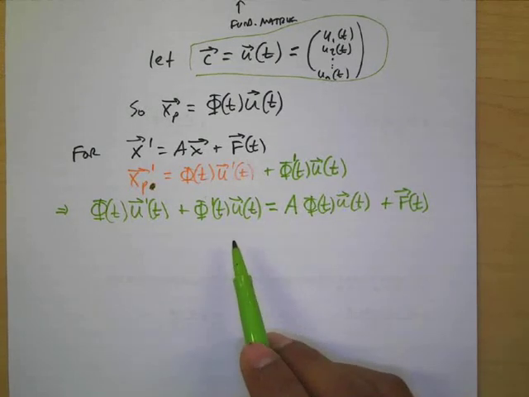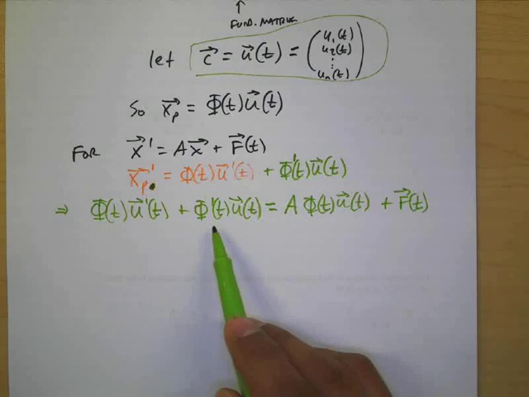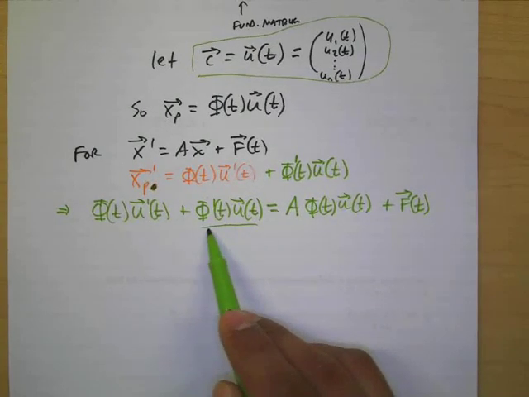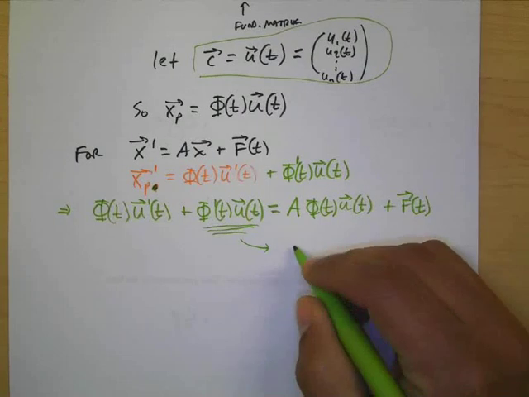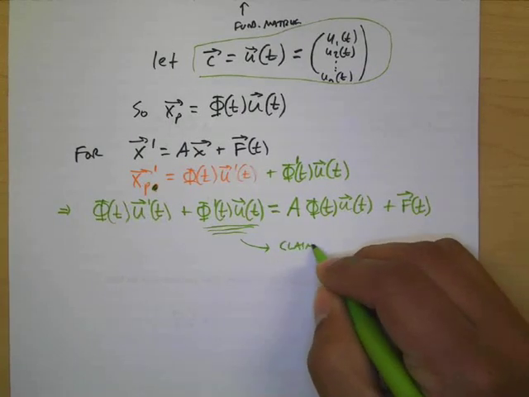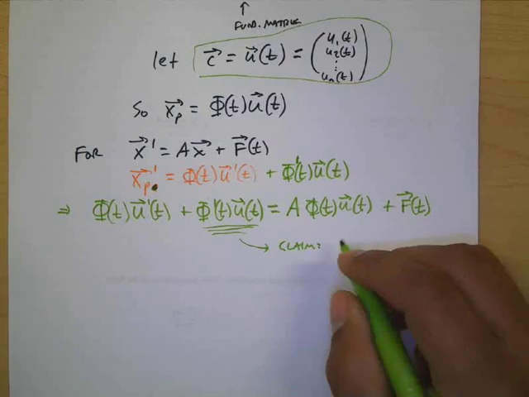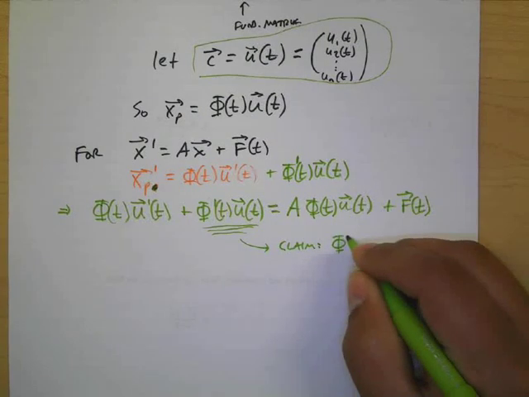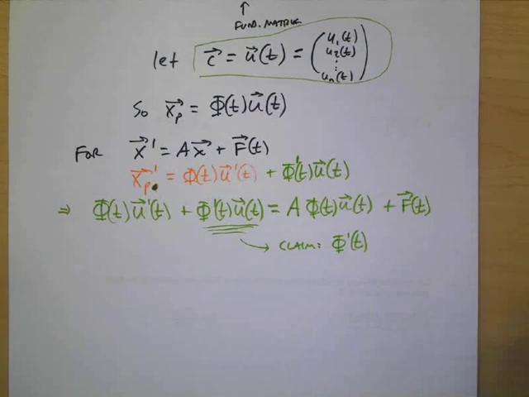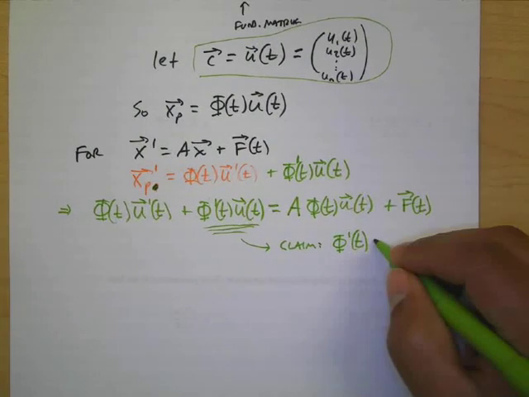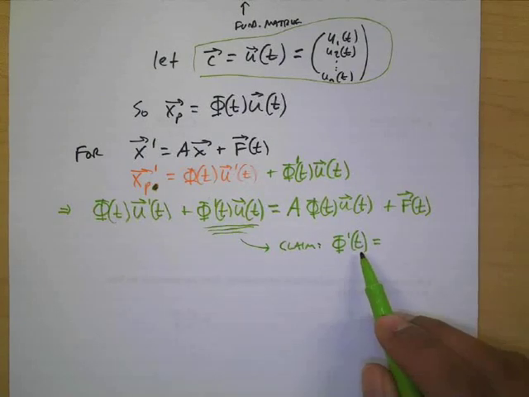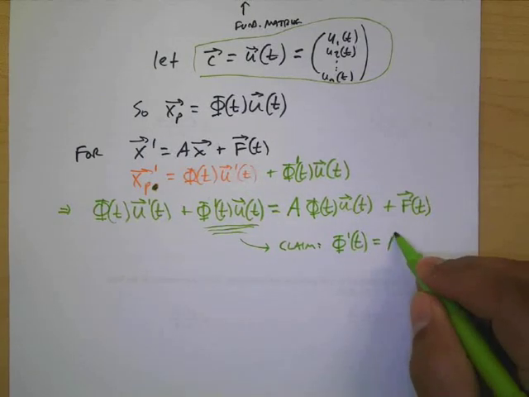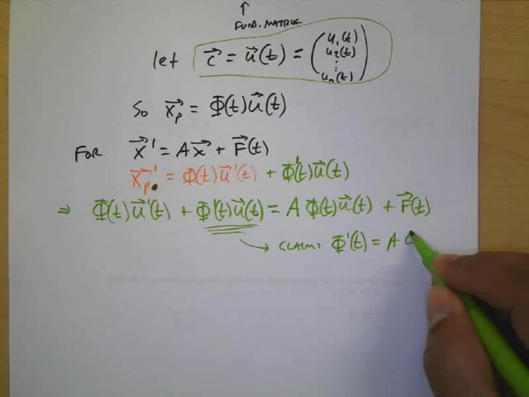Okay, so now this is going to look nice in a little bit. The claim, and we'll prove this, you don't need to know this part, but I'm going to explain it so that it's not just, oh okay, is that the derivative of the fundamental matrix is just A times the fundamental matrix.